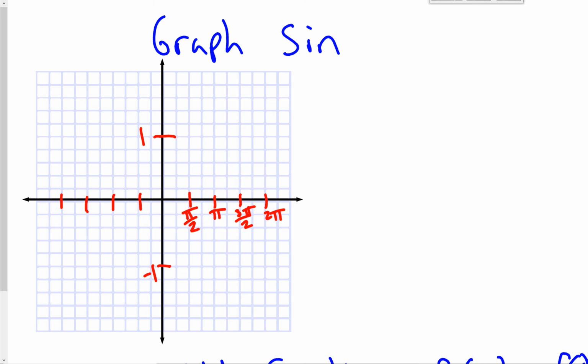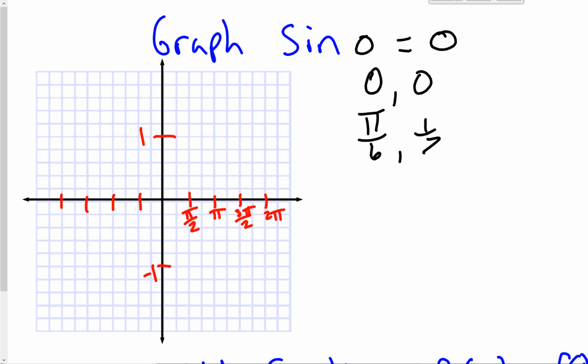I'm looking for my answers of sine. When I take sine of 0, I get 0, so my x is 0 and my y is 0. I have the point 0, 0. When I plug in 30 degrees, which is pi over 6, we're always going to use radians here, so try to really get used to radians, I get 1/2. Sine of pi over 4 is root 2 over 2.